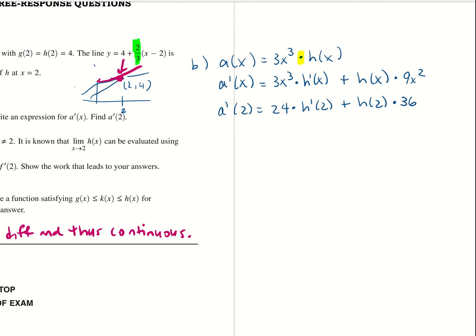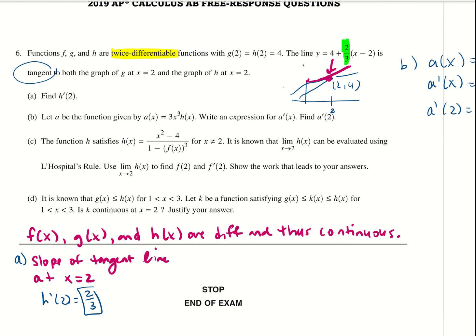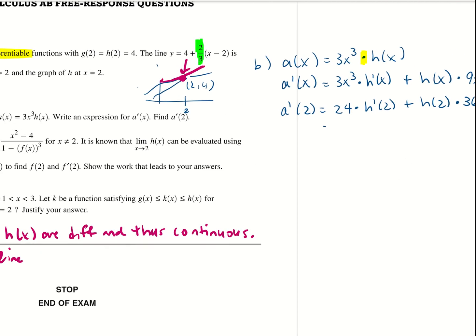I do need to simplify this. I cannot leave this function notation in here. So h prime of 2 we actually found in part A. That's 2/3. So this is 24 times 2/3 plus h of 2, they gave us at the beginning of the problem, times 36. Now you could leave that answer.